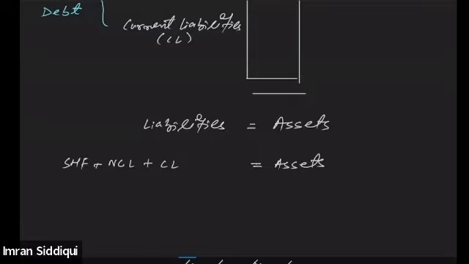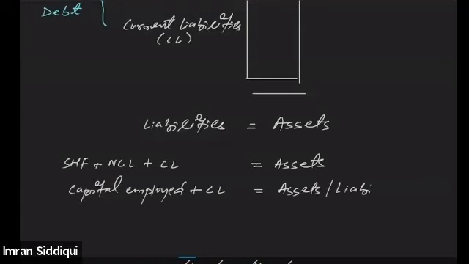And we can also write it like this, that we can combine these values, shareholders fund and non-current liability, to write this as capital employed. Capital employed plus current liability is equal to the total asset, or you can also call it equal to total liability. Alright, we can combine this now. Mariam, is that clear to you? Halima, is that clear to you? Understood, everyone?